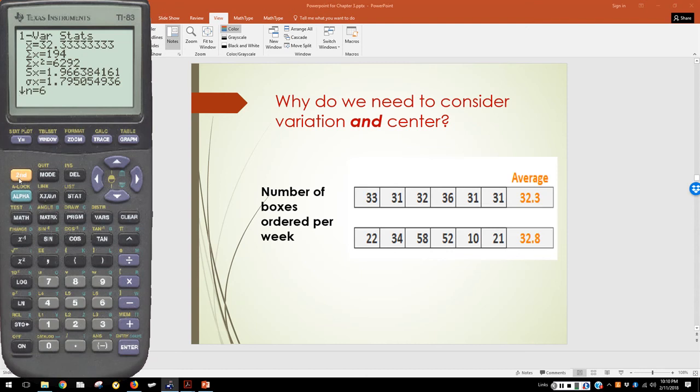Now let's look at manager B. And again, we're going to hit stat. We're going to go to calc, choose one of our stats, and manager B's data is in list 5. And we see that manager B's average, again, is 32.8, not much different from 32.3. But manager B's standard deviation is 18.87, or about 18.9 boxes a week.